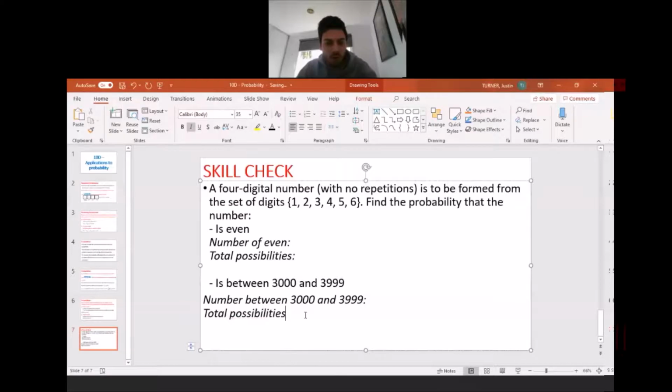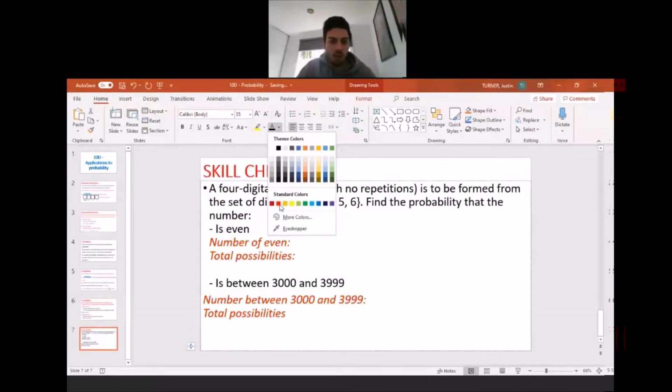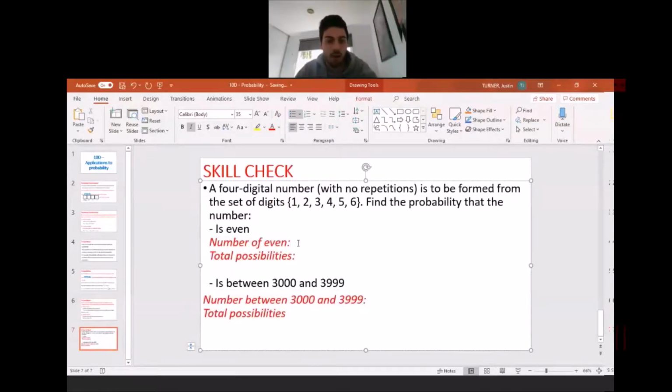If you're still going, don't stress, but we'll go through how to work these out now. Remember, with a probability, the first thing you want to do is work out the total number of possibilities on your restriction. So we'll work out the number of numbers you can make that are even, and also the total possibilities. The probability will be this number divided by this number.